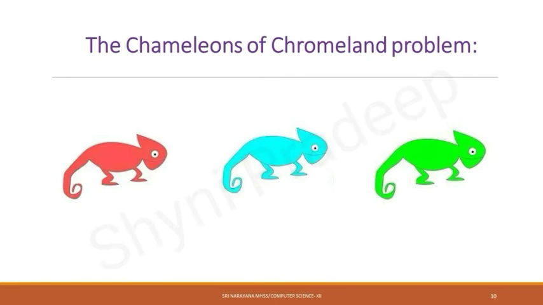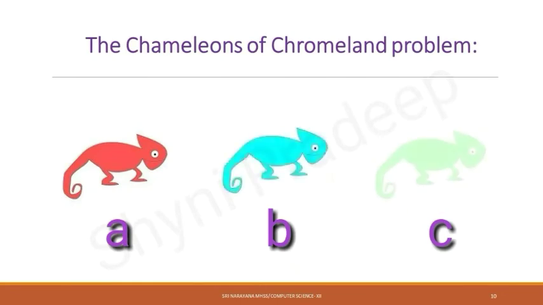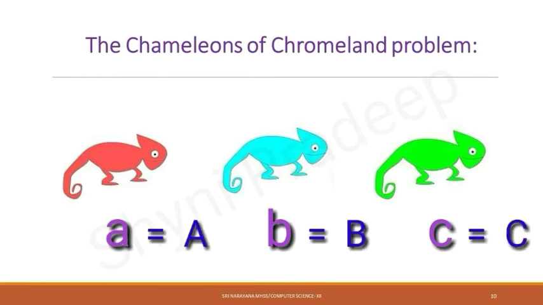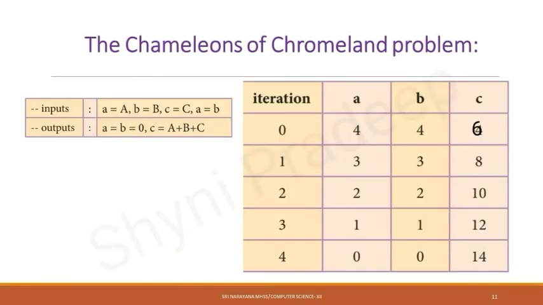Now let us denote the number of chameleons of each type by variables A, B, C. A means red, B means blue, C means green. A is the red type of chameleons, B is the blue type, and C is the green type. Next, give the initial values to these variables. The initial values are capital A, capital B, capital C. So the input property is a is equal to A, b is equal to B, c is equal to C.